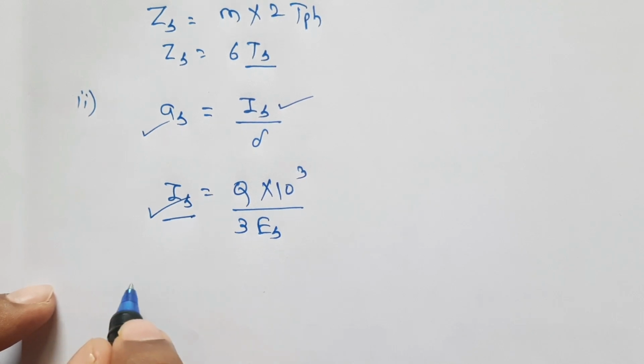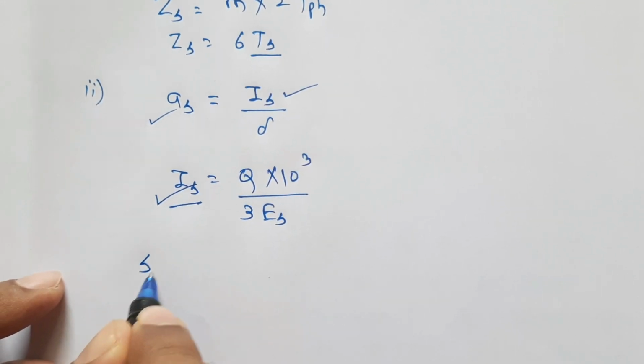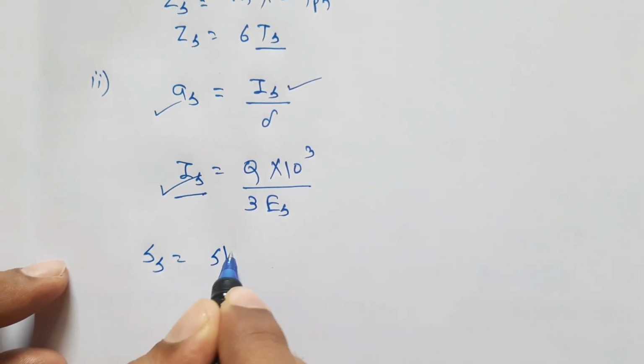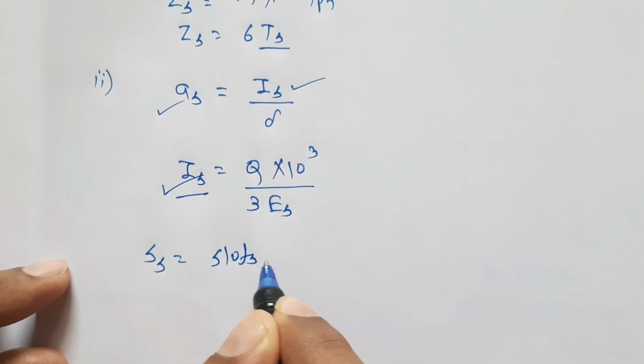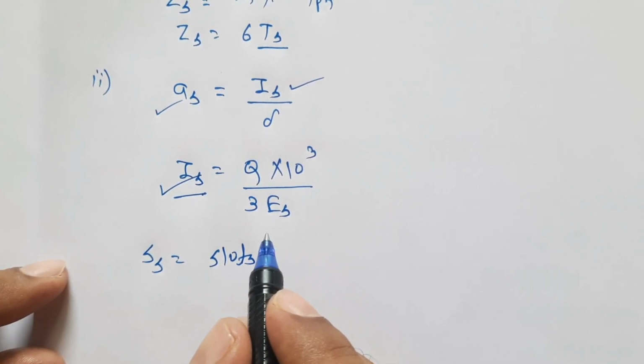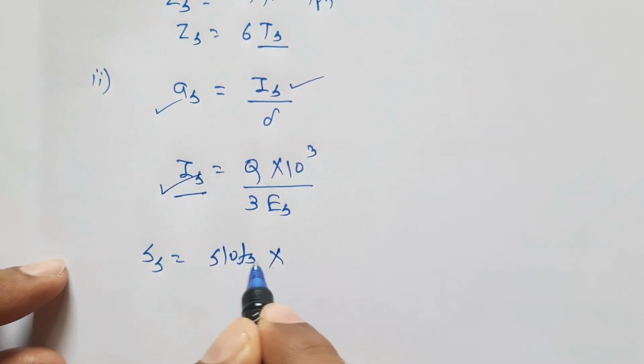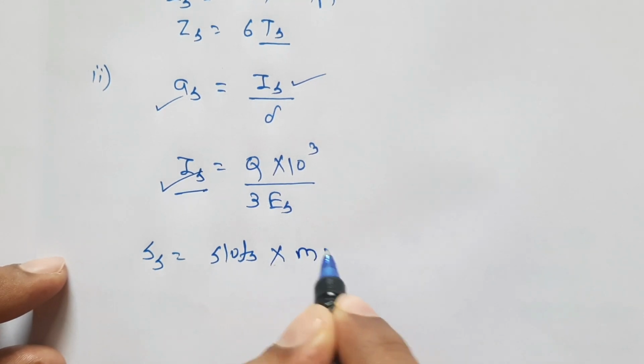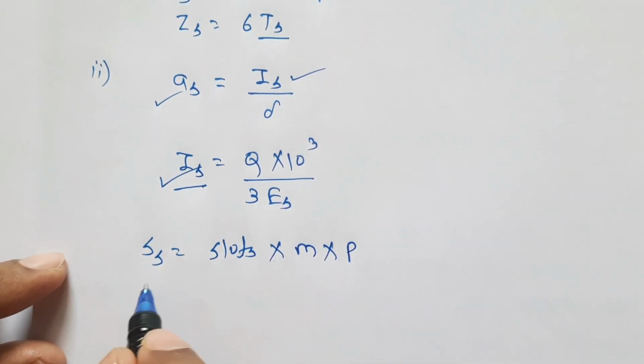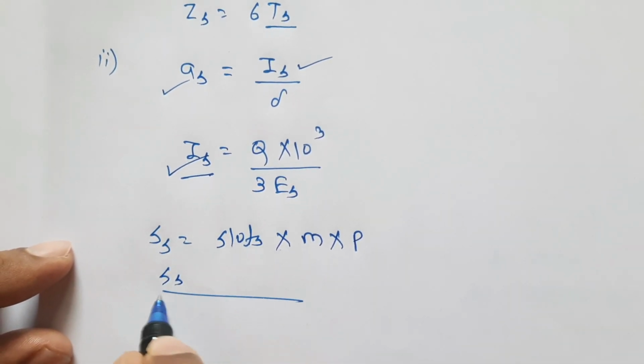Next, to find the total number of slots, that is slots per pole per phase into number of phases into number of poles. From this, we will get the number of stator slots.